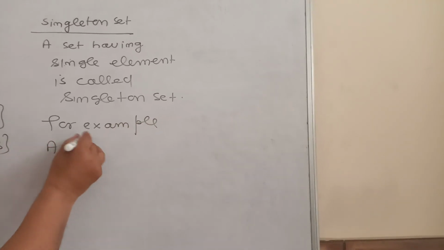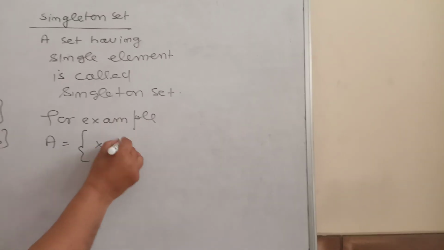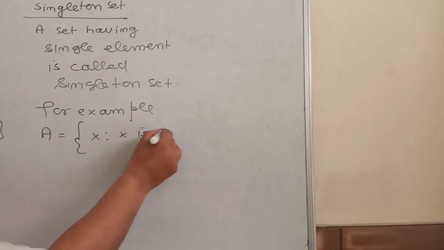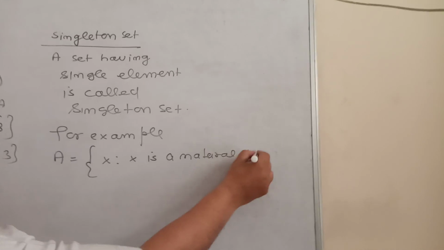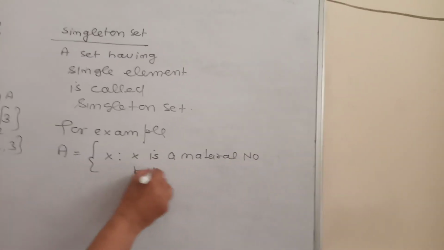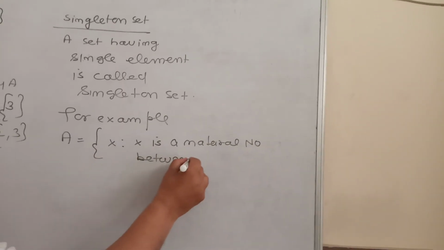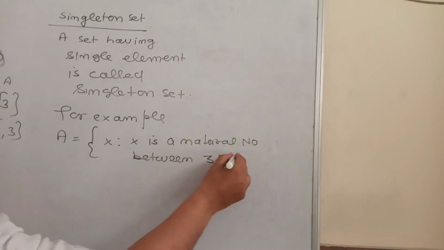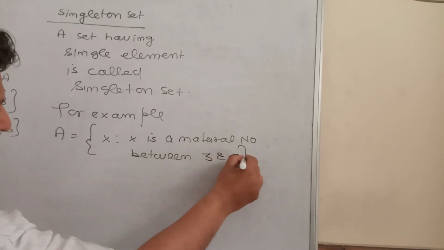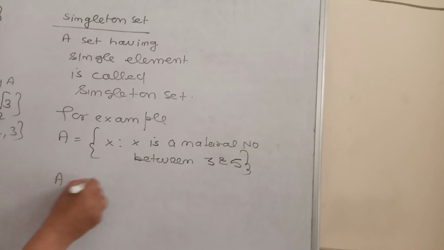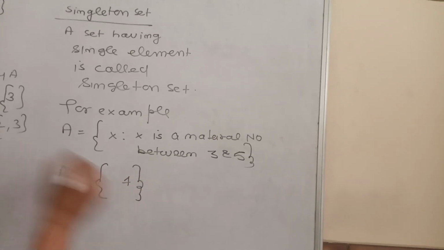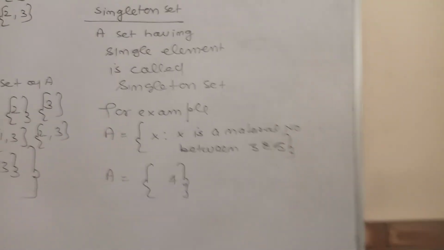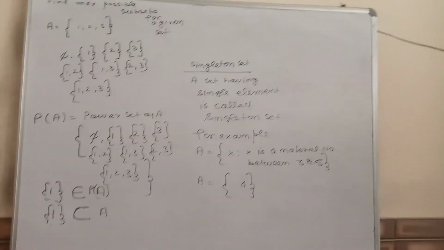A = {x : x is a natural number between 3 and 5}. So there is one natural number between 3 and 5, and that is 4. So this is called a singleton set. So this is all about the types of sets, properties of sets, and subsets of a set.